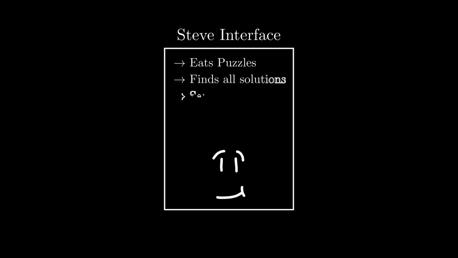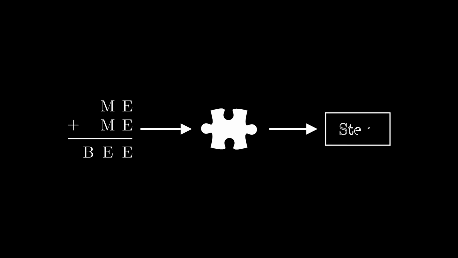And with that, believe it or not, we've defined an interface. As a programmer, I want to be able to take a cryptarithm, represent it as a puzzle, and then feed it to our solver Steve. How Steve solves the puzzle isn't particularly important to us yet, because our first job is to figure out how to give Steve his desired puzzles. As we've learned, we use classes to represent objects in software.